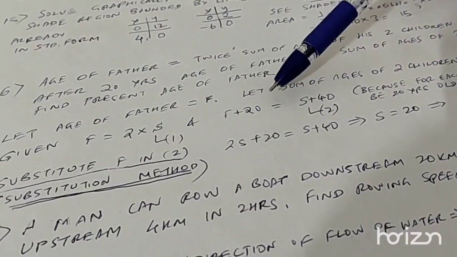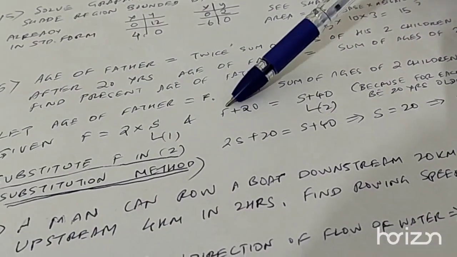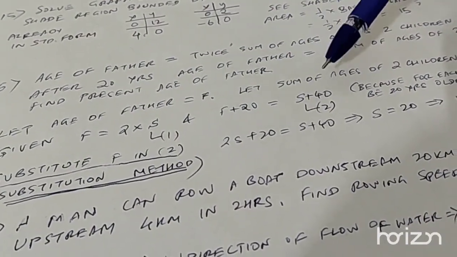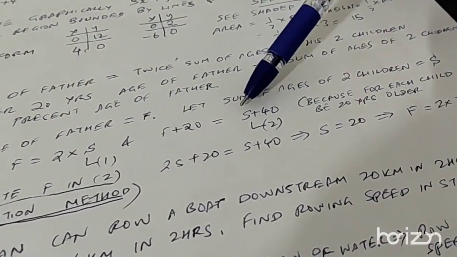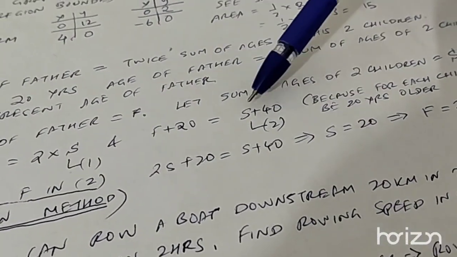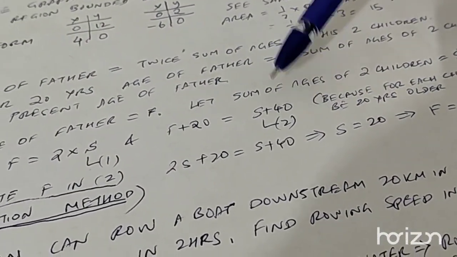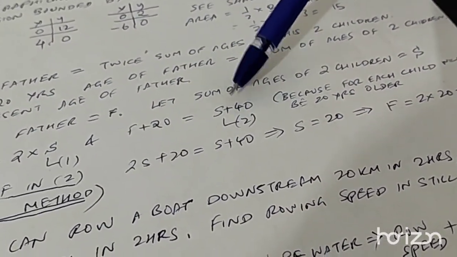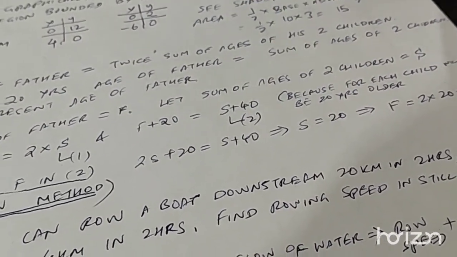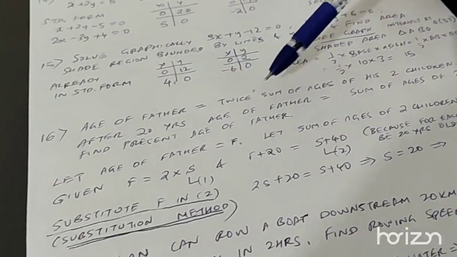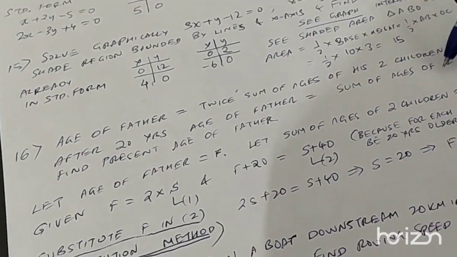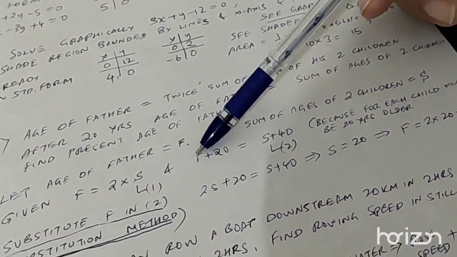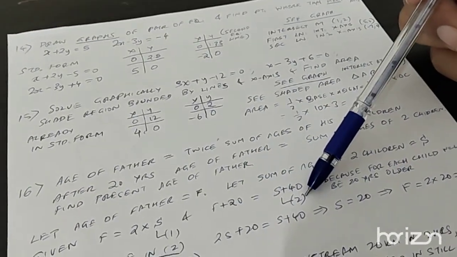20 years later, what will happen? Father will be f plus 20, and one child will also be 20 years elder, and the second child will also be 20 years elder. So the sum of the ages will be 40 more. And it says that after 20 years, the age of the father is equal to sum of age of two children. So f plus 20 is equal to s plus 40.